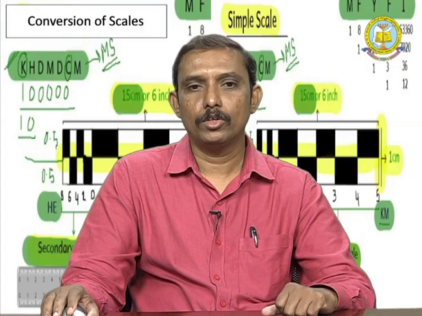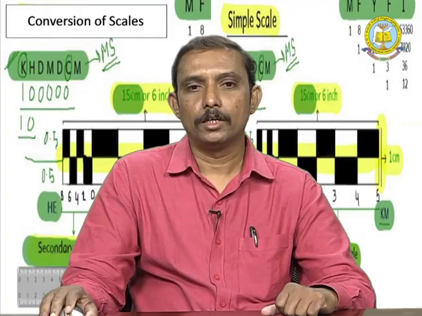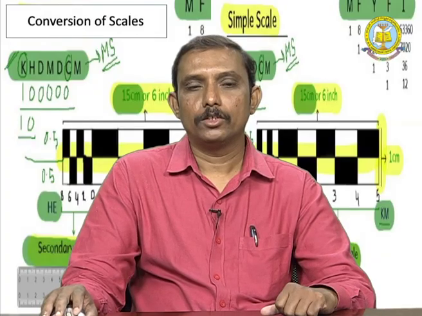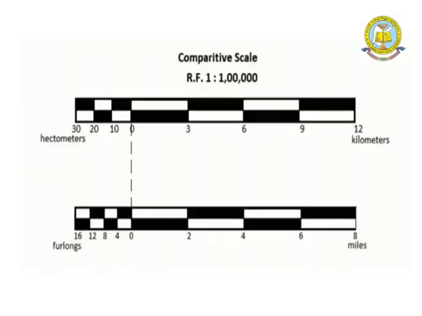Then after this you have to take a width of 5 millimeter at the top and 5 millimeter at the bottom, and shade the alternates so that it will look like this. Then after that, you get this scale. Actually it will look like this. It is a comparative scale.